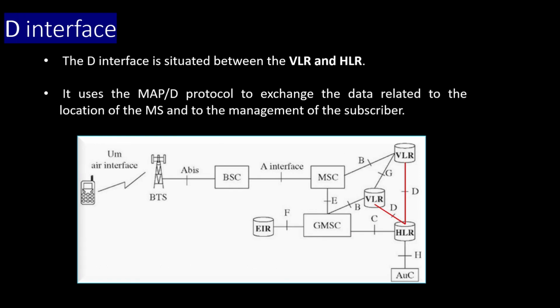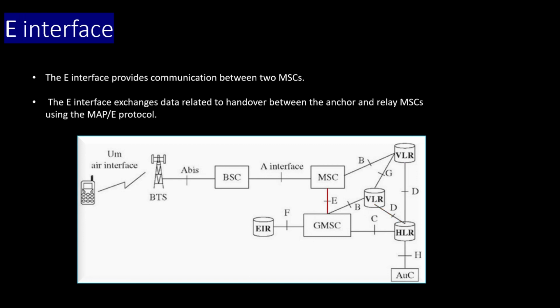D interface. The D interface is situated between the VLR and HLR. It uses the MAP-D protocol to exchange the data related to the location of the MS and to the management of the subscriber. E interface. The E interface provides communication between two MSCs. The E interface exchanges data related to handover between the anchor and relay MSCs using the MAP-E protocol.